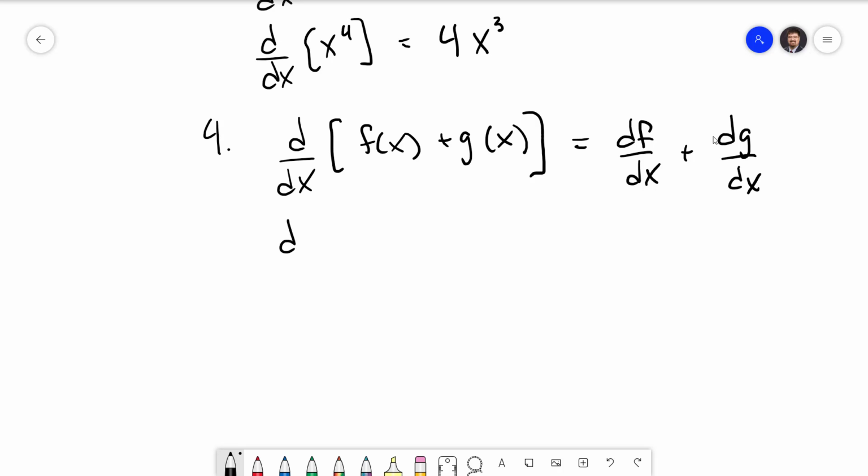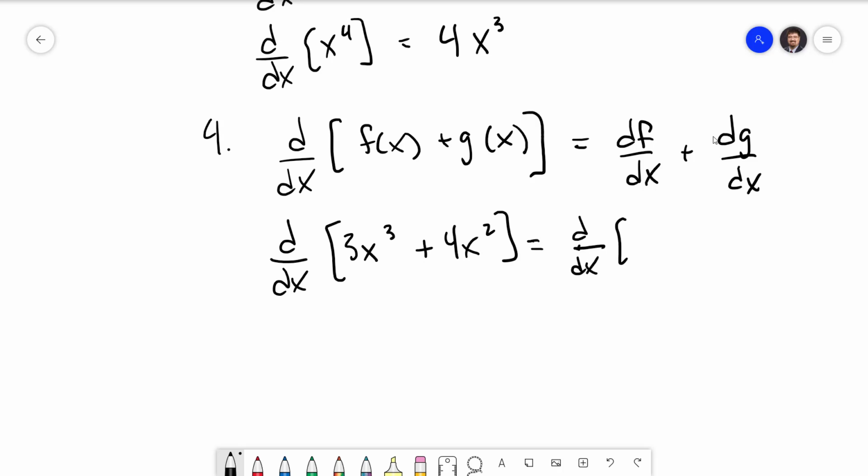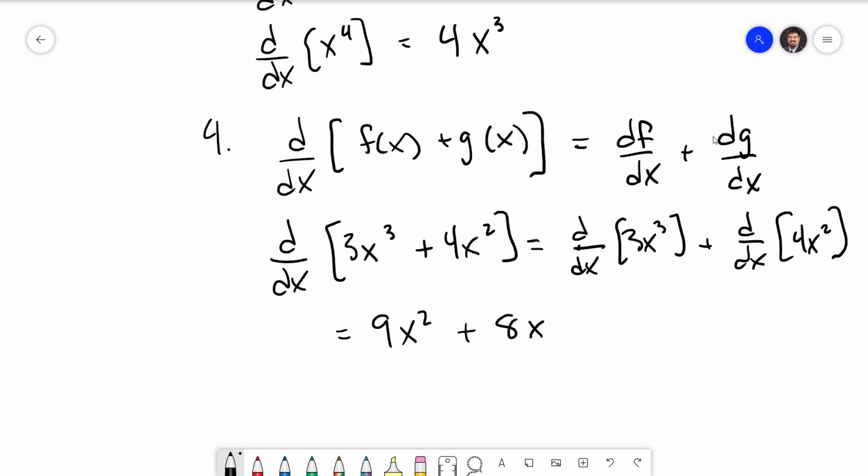For example, let's suppose we wanted to take the derivative of 3x to the third plus 4x squared. This is equivalent to taking the derivative of 3x to the third plus the derivative of 4x squared. We can then apply the power rule and get 9x squared plus 8x. Note here that when we have a power of 2, 2 minus 1 is 1, and so we can just leave that off.